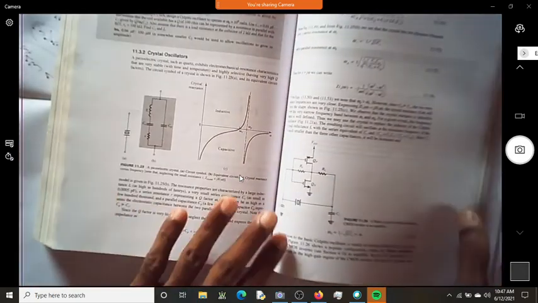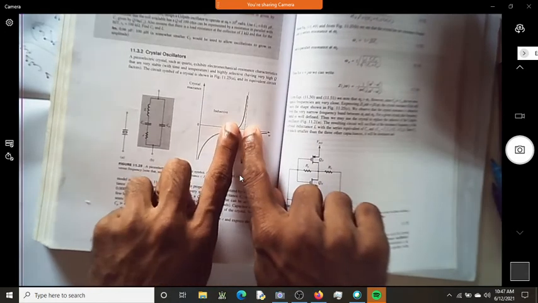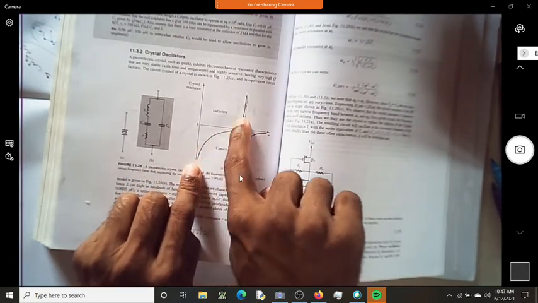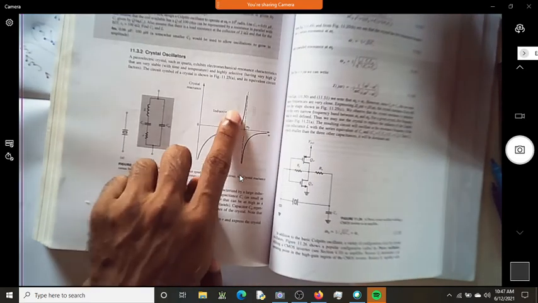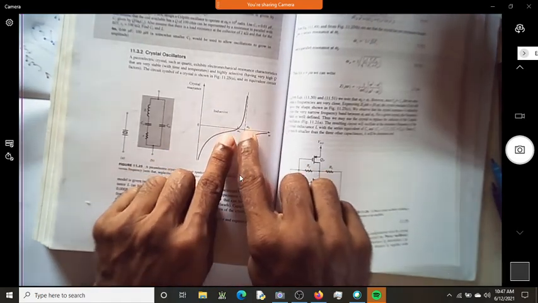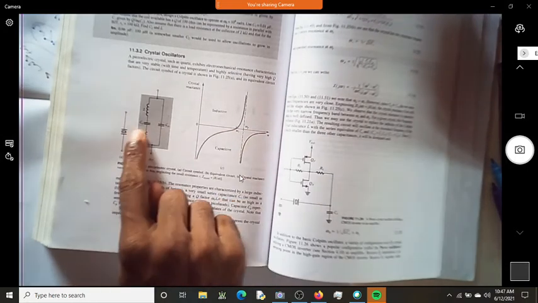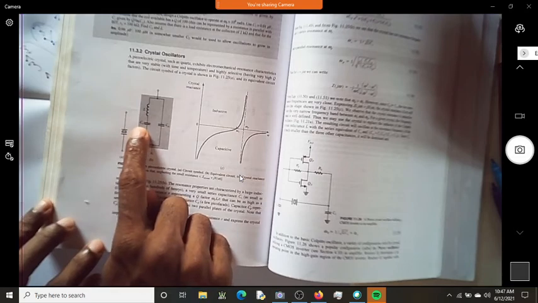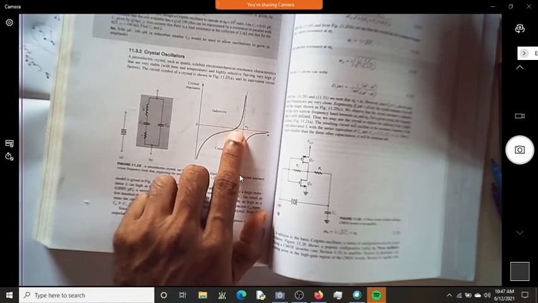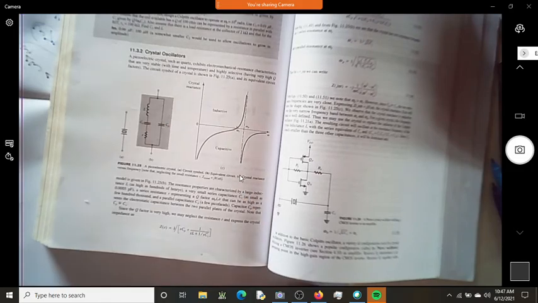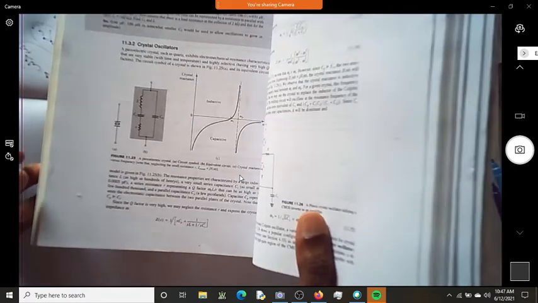I just elaborated that. You can see here, this is capacitive. They are very close to each other. It just shoots up and it comes down again. And then you can see here it is inductive, only in this region between omega S and omega P. I just replaced CS and CP by C1, C2. So this is how the crystal reactance varies over different frequencies. This is the frequency response of the crystal.